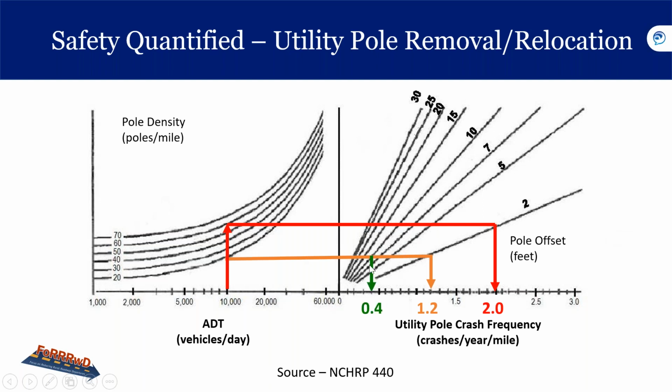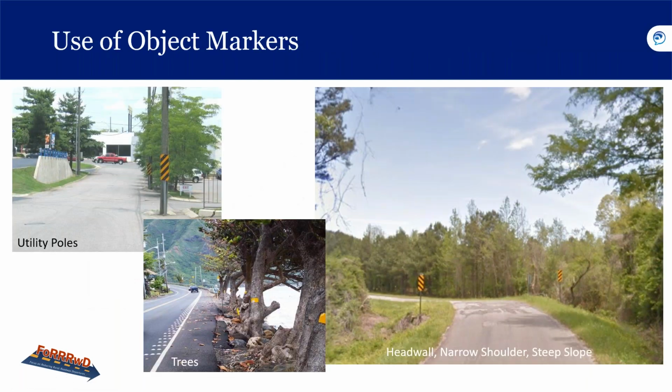With those 2 clicks I just did, you can see where we got it down to 1.2 and 0.4 with different variables. Okay, so that's what we have on trees and utility poles.